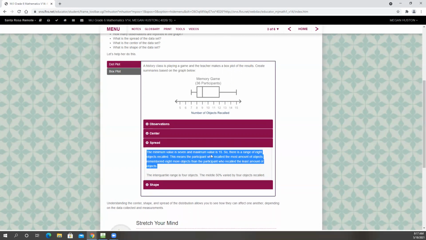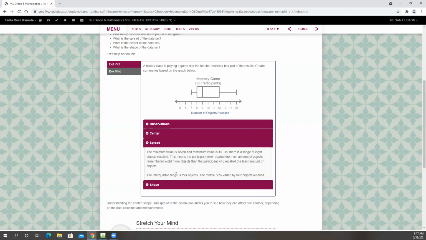This means that the participants who recalled the most objects remembered 8 or more objects than the participant who recalled the least amount of objects. The interquartile range is 4 objects. So going from Q3, 12 minus 8 gives us 4. So the middle 50% varied by 4 objects recalled.